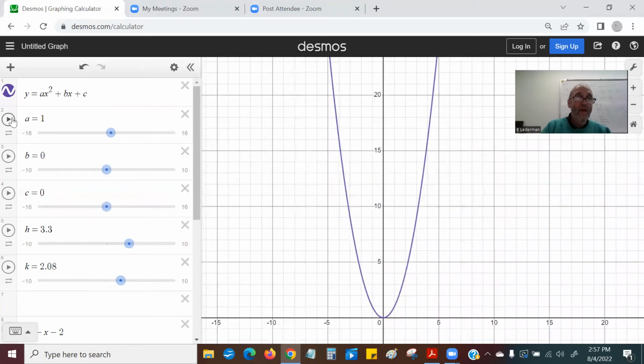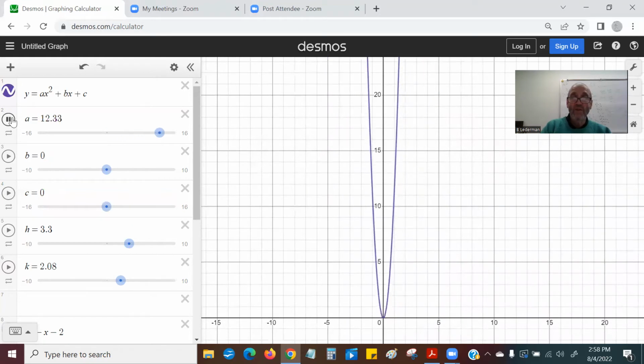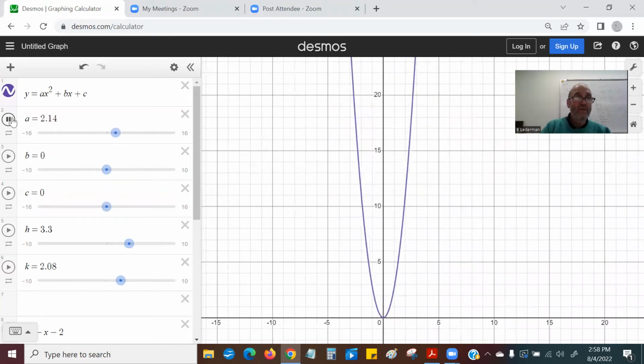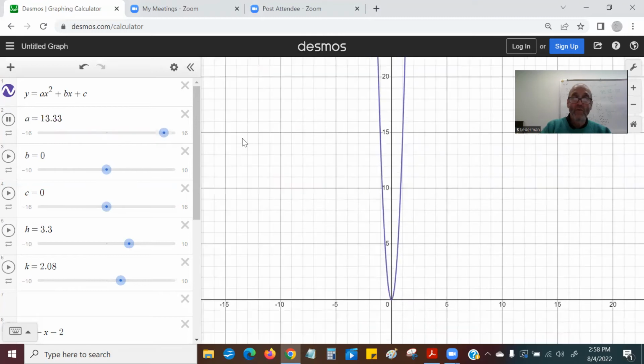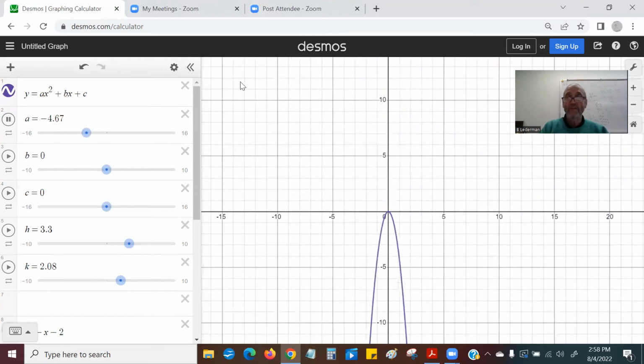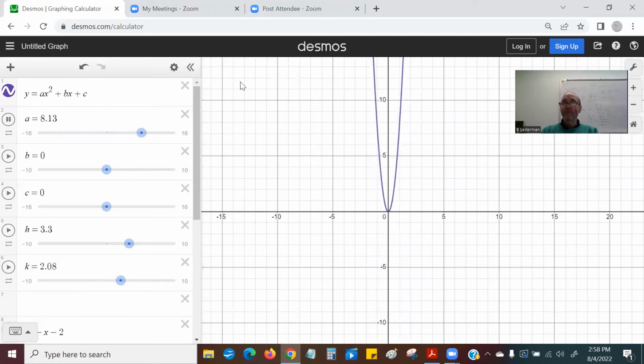Okay, so the A does the same as what it always did. When the A is a larger positive number, it stretches it vertically, and then it flattens it when it goes down to 0, and then it stretches it vertically negative when it's negative. So this is similar to what we've seen A do with other examples. So let me set that back to 1.